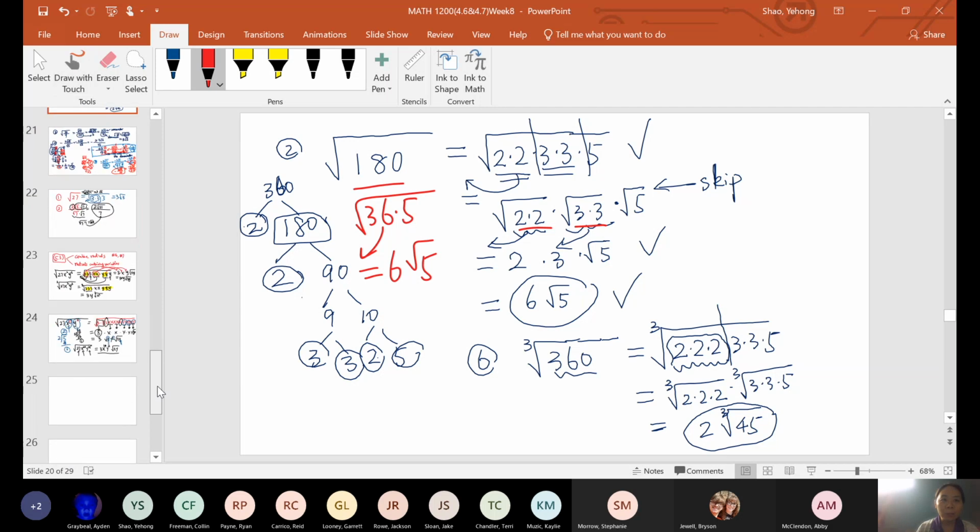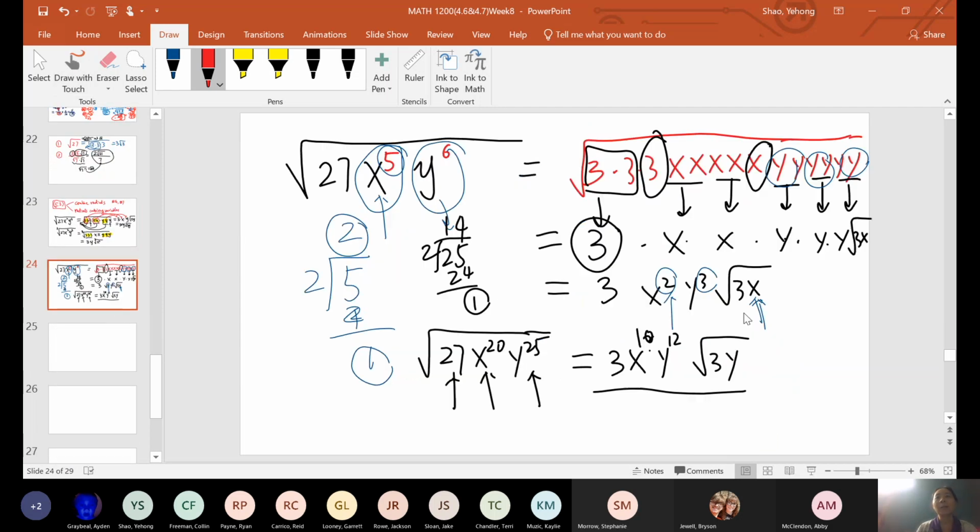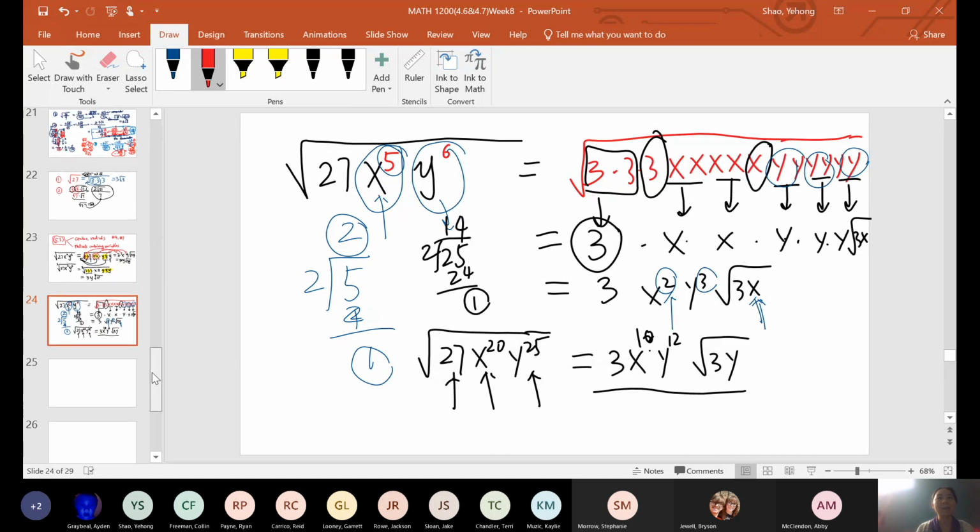But with variables, it's actually much easier. You can see how many copies of X you have and how many copies of Y you have. When you have 180, you don't see how many copies of 2 and how many copies of 3. You have to break it down to see that, right?